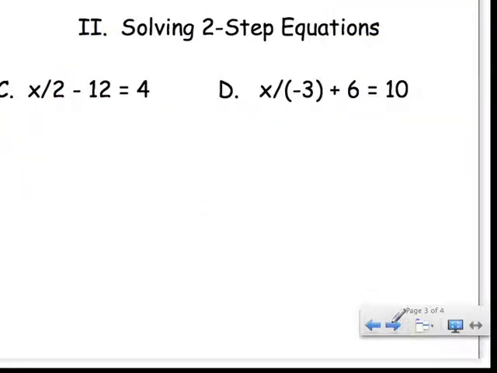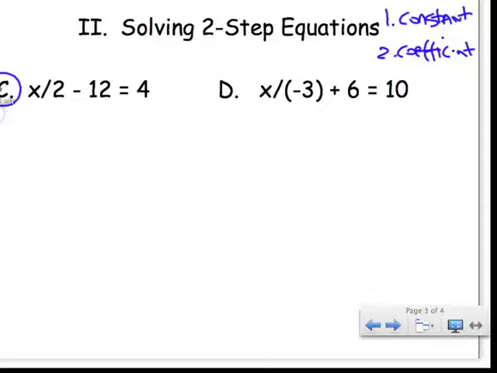I want to look at equations with division in them also, just to make sure you're able to solve them both. So again, the steps are still going to be the same. We're always first going to cancel the constant by adding the opposite, and then we're always going to cancel the coefficient by multiplying or dividing by the coefficient.